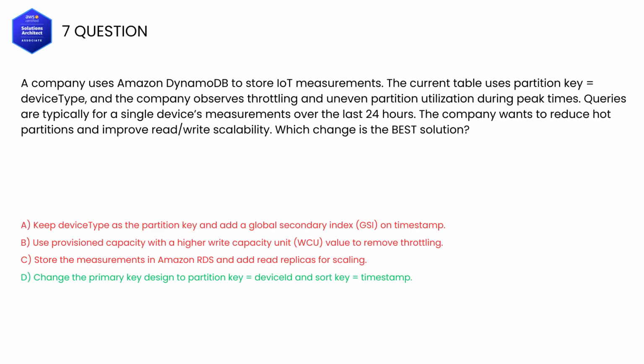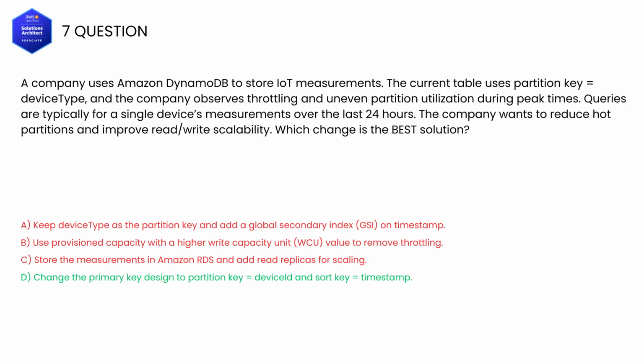The first one isn't correct because the hot partition issue is primarily caused by low cardinality partition keys, and a GSI doesn't fix the uneven write distribution on the base table. You may also shift the hotspot to the index depending on the access pattern.